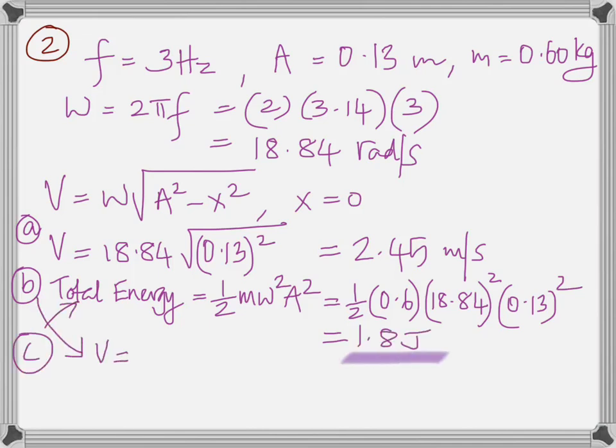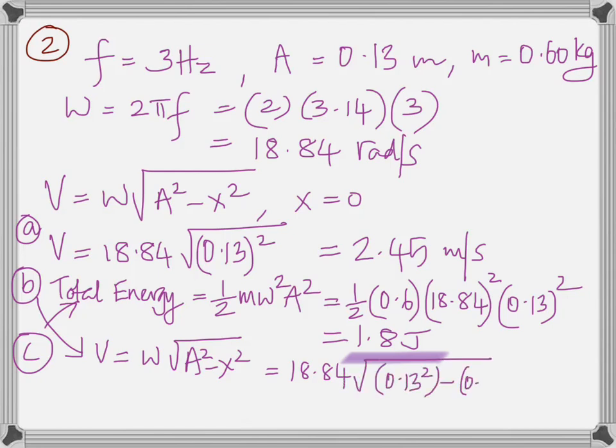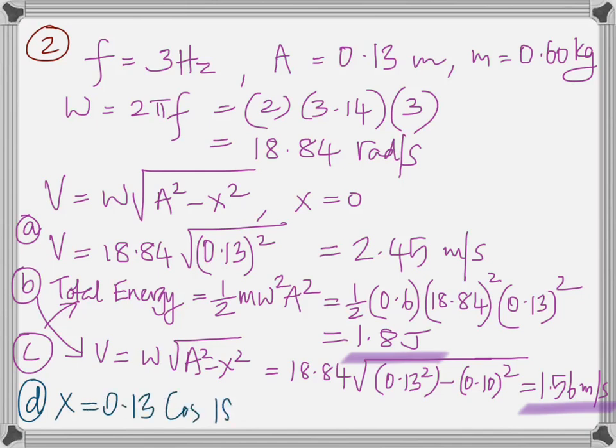And now the B part is to find the velocity when it's 0.1 meter from equilibrium. So x is 0.1 meter. Use the formula as before. The answer is 1.56 meters per second. And the equation is A cos omega t. Therefore it's 0.13 cos 18.84 t.